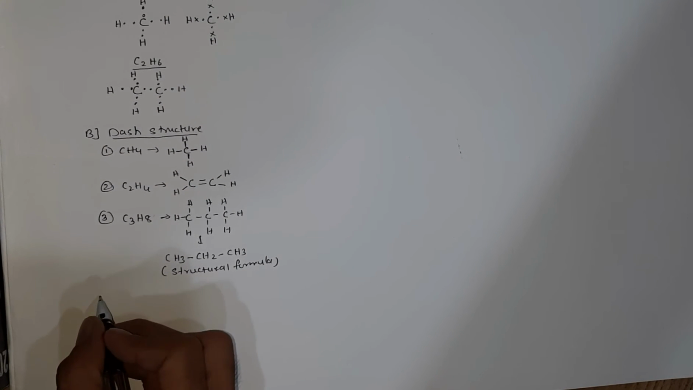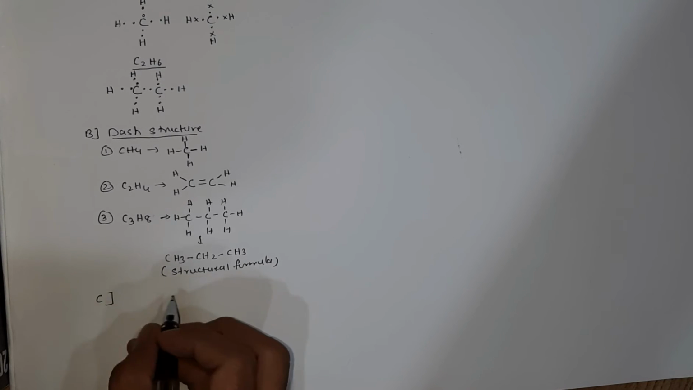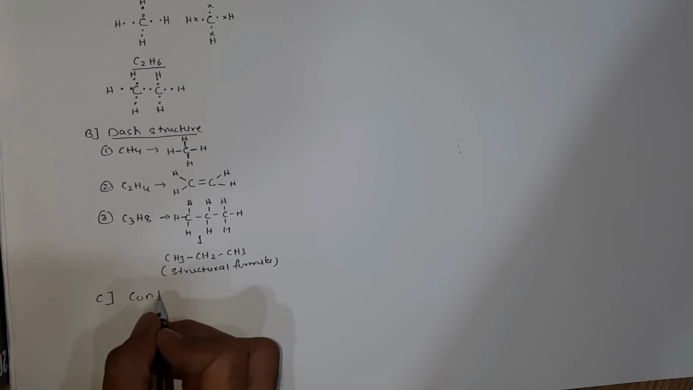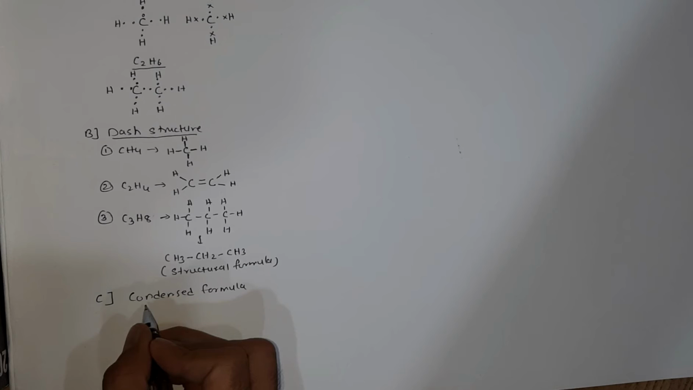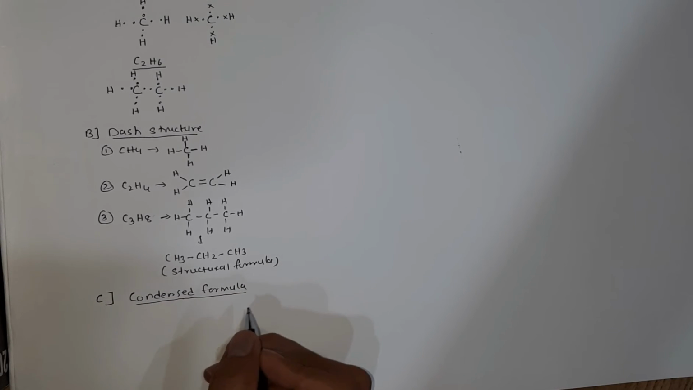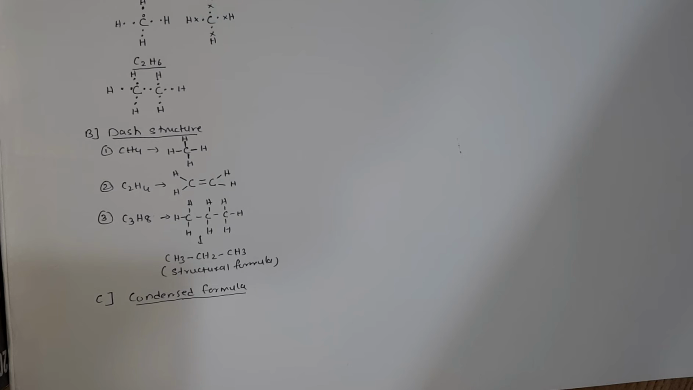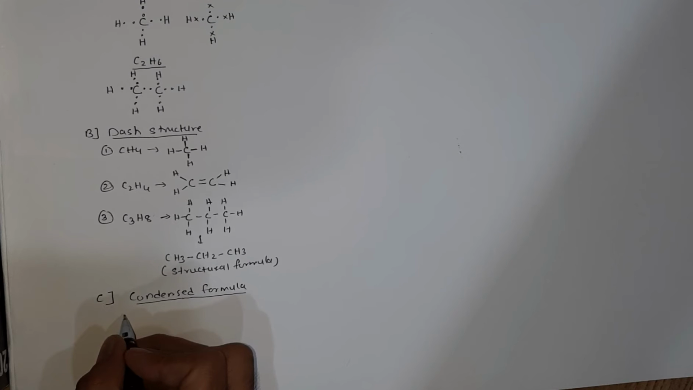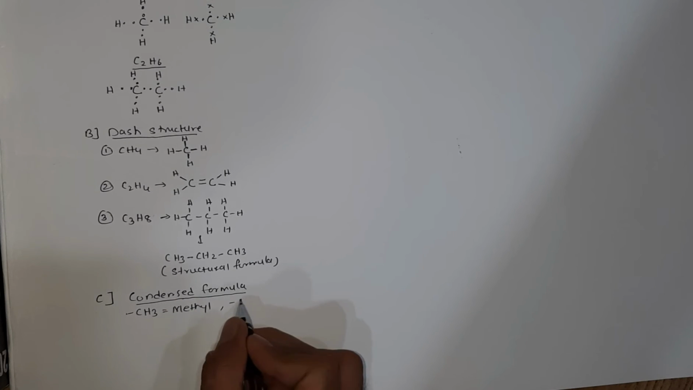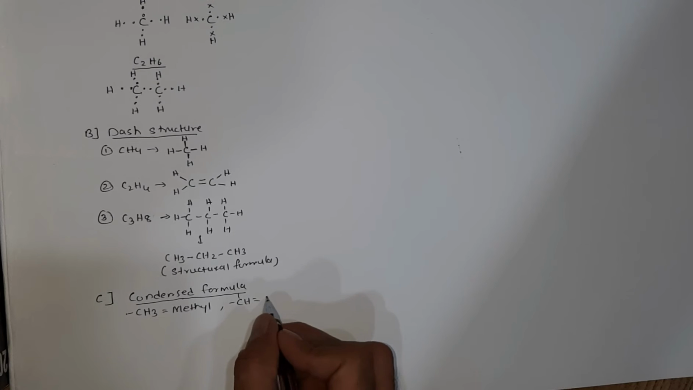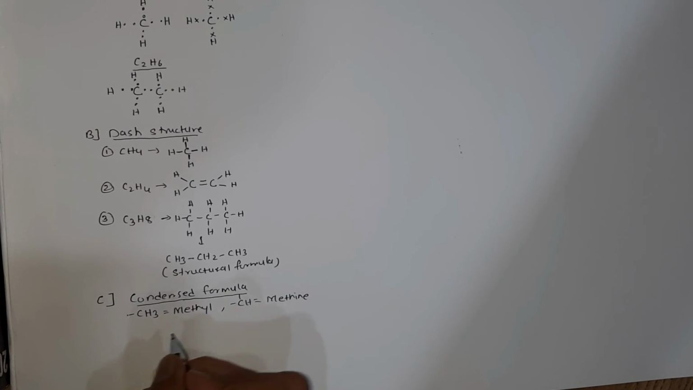Now the second way of representing an organic compound is the condensed formula. For a condensed formula, you have to squeeze up, or group up, the same atoms or the same groups. For that you need to remember some basics which I have covered in the previous lecture. CH3 is called methyl, CH is called methine, and this C is a quaternary carbon atom.